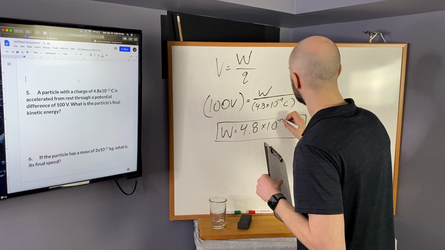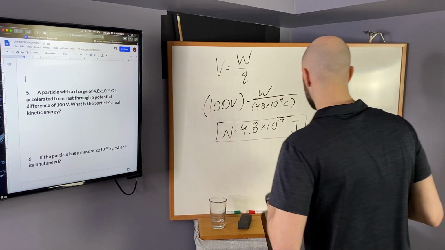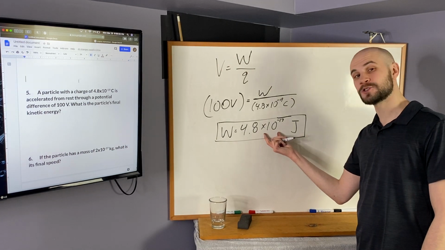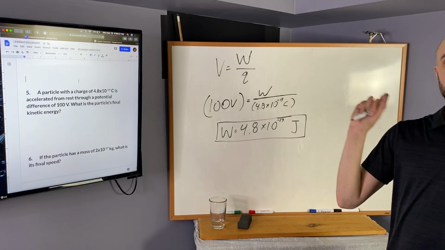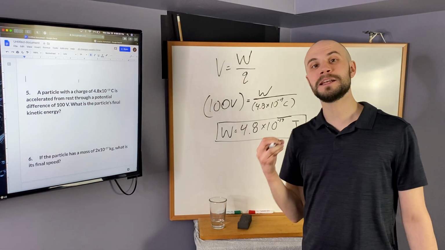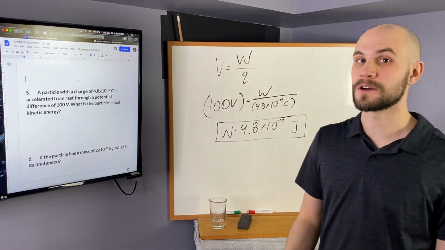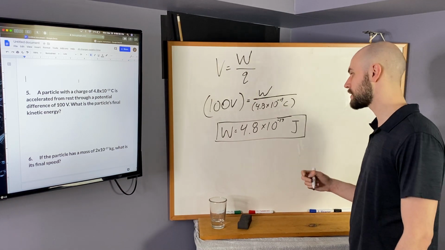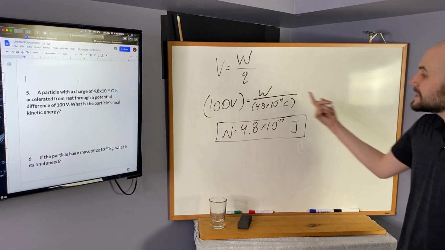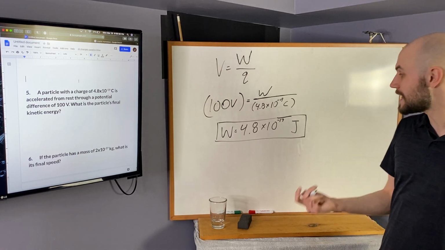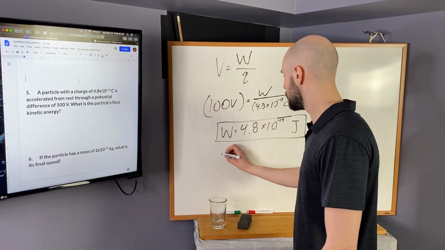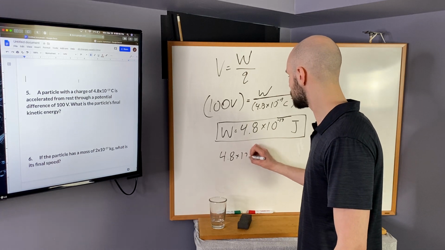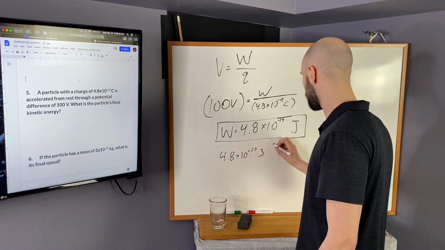Now, just a quick little tangent. If I wanted to report this in electron volts, on the front page of your reference table, it tells you how many joules is in a single electron volt. So instead of going back and plugging in elementary charges and working it through again, you could just simply take this number, do some dimensional analysis. You can say 4.8 times 10 to the minus 17 joules.